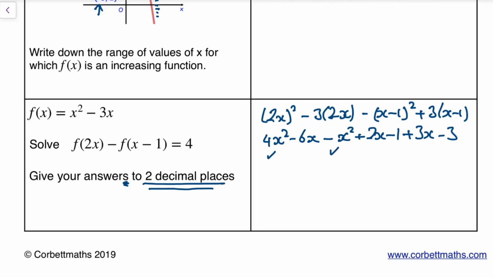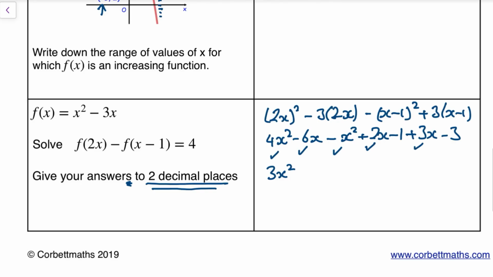So 4x squared minus x squared is 3x squared. Minus 6x plus 2x is minus 4x. Plus 3x is minus x. And minus 1 minus 3 is minus 4. Take away another 4 is minus 8. And that equals 0. Now just to be clear what I did there, I brought that 4 across, which is what gave me the minus 8. Not a huge amount of space, so I kind of did that in one go.